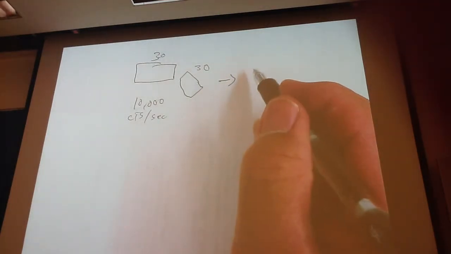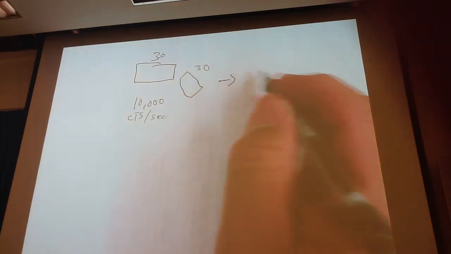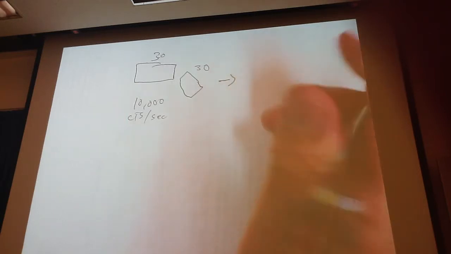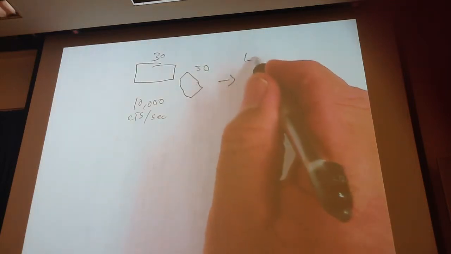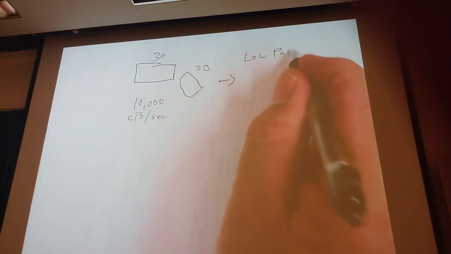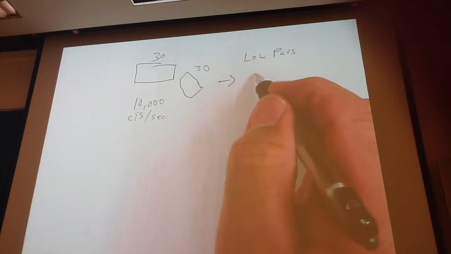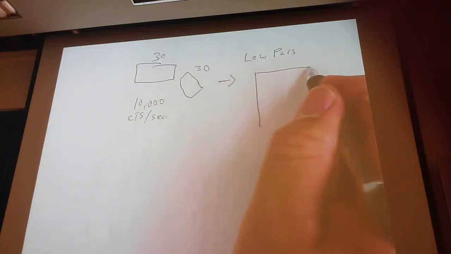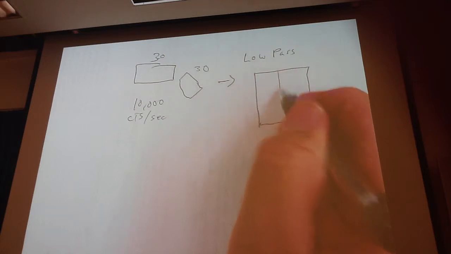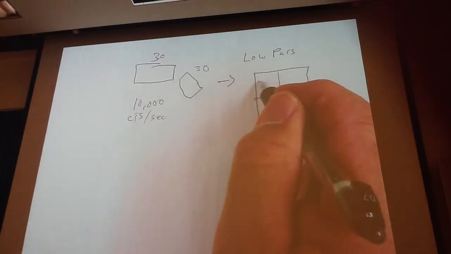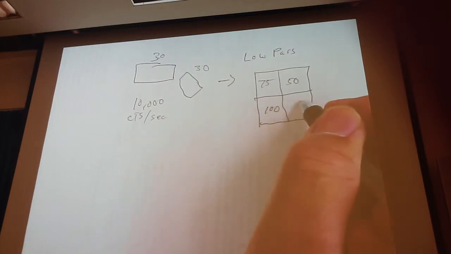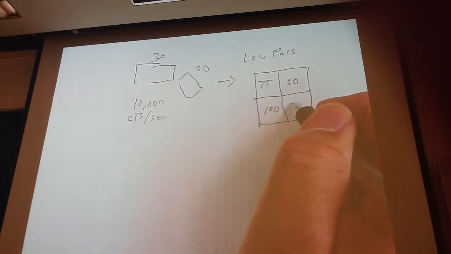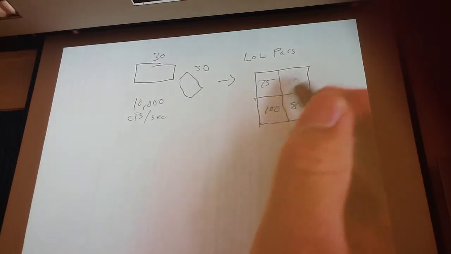But after you acquire this image, to get rid of the graininess in the image, what type of filter do you use? Okay, yeah, to get rid of the graininess, we use a low-pass filter. And basically what that does is it averages. So if I've got 75 here and 50 here and 100 here and 80 here, it's going to average these together.